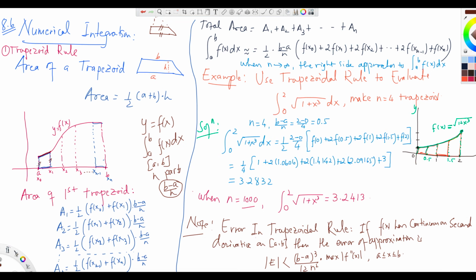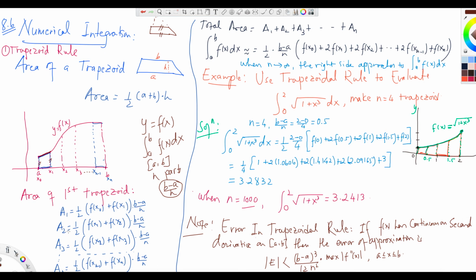The height of the left side is f(x0). The height of the right side is f(x1), because at x1 the height is f(x1), right? So the area is 1/2 the sum of the parallel sides times the width, or the distance between them. You see that? Exactly the same technique.